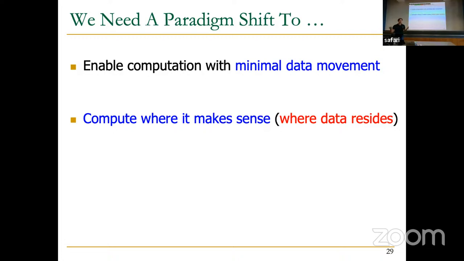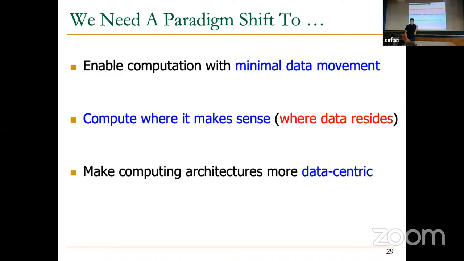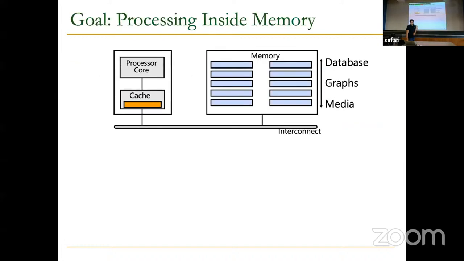It might turn out that it is already in the cache of the CPU or the GPU. In that case, it wouldn't make sense to offload the computation to processing in memory. And we indeed are going to see some examples of scheduling, and when to offload. This is one of the key questions to answer in order to enable processing in memory systems. So we want to make computing architectures more data-centric.